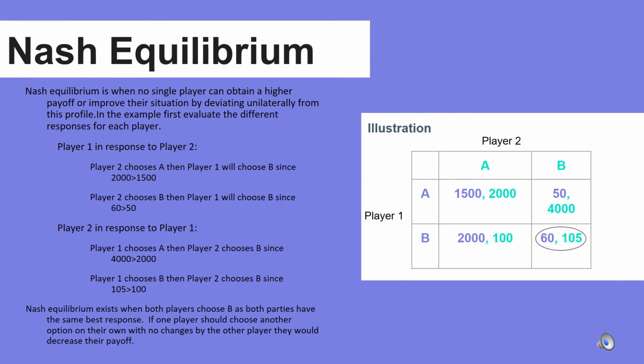Nash equilibrium is when no single player can obtain a higher payoff or improve their situation by deviating unilaterally from this profile. In the example, first evaluate the different responses for each player. Player 1 in response to player 2, and then player 2 in response to player 1. Nash equilibrium exists when both players choose B, as both parties have the same best response. If one player should choose another option on their own, with no changes by the other player, they would decrease their payoff.